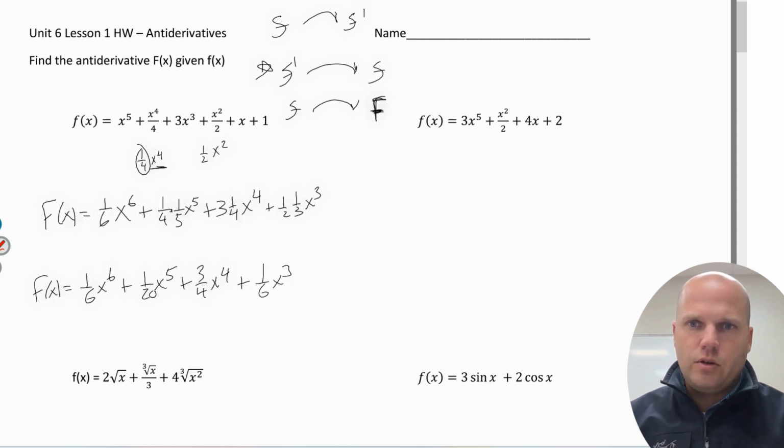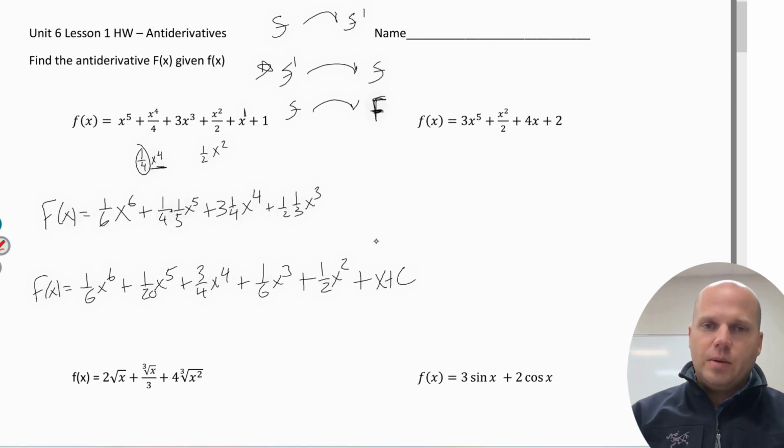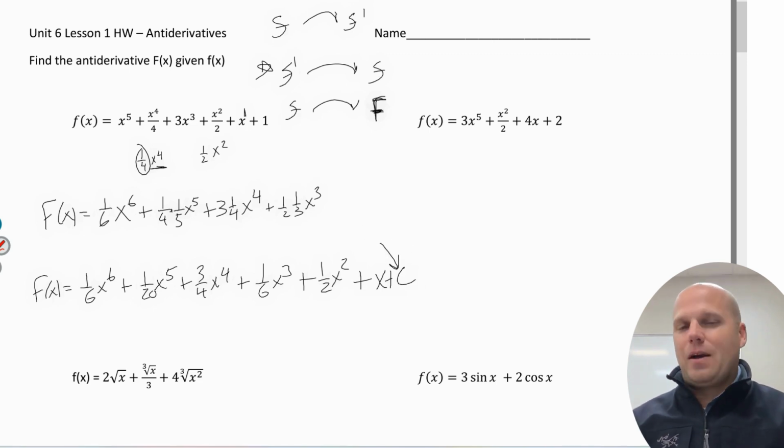So it's 1/6 x cubed. X's antiderivative, there's a 1 here. A lot of people mess up on x, because they think it's 1. Then the antiderivative of 1 is x, and don't forget a plus c. You'll always need a plus c. It's a reason why going backwards is tricky.